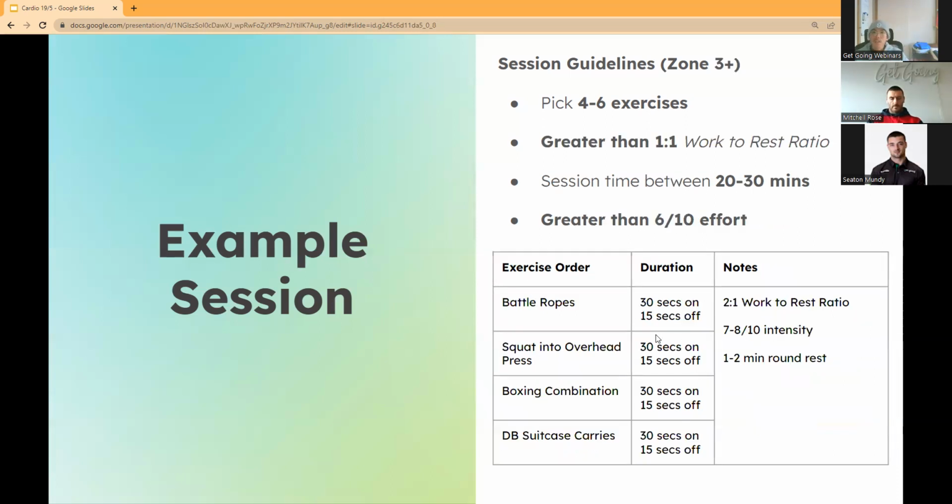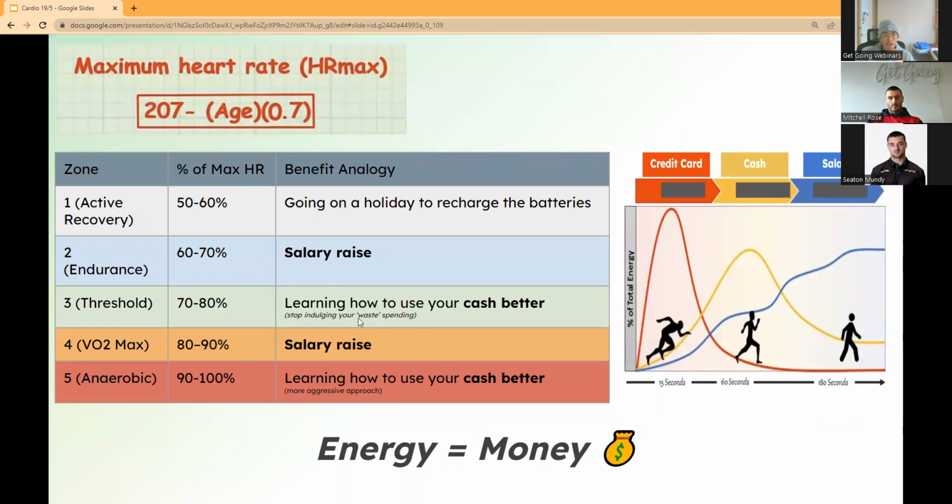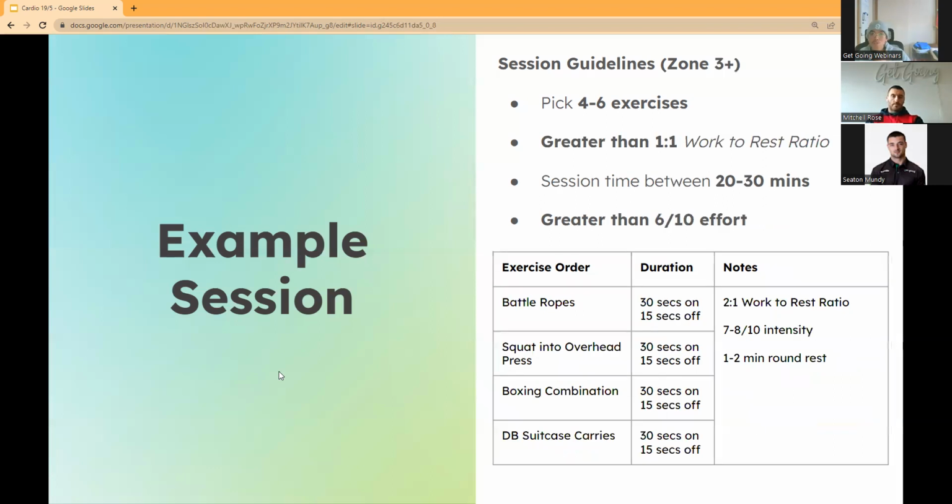And then the next one is for zone 3+. So again, if I go back here, zone 3+, about greater than 70 to 80% intensity. So similar to the zone 2 session, right? You want to pick about 4 to 6 exercises. Again, the reason why I say 4 to 6 exercises is to help with variability and also maybe equipment considerations as well. And you don't want to stress the same muscle group too often.